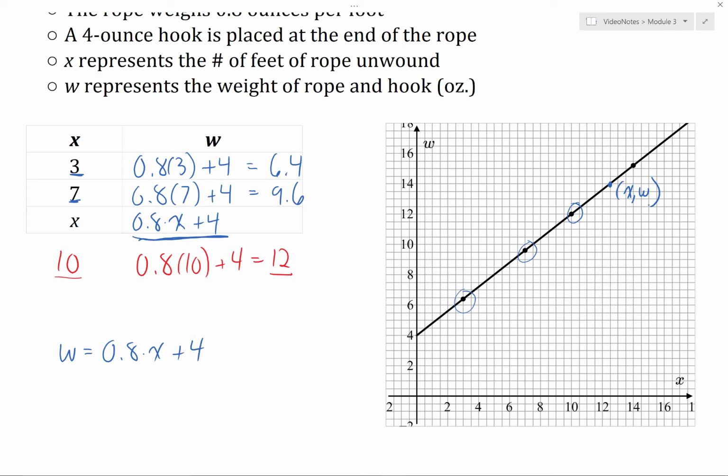Notice also that we can use the graph to determine new points for our table of values. We can use our table of values to plot points on the graph. We can use our formula to plot points on the graph. And we can use the graph to actually determine pairs that satisfy the formula. So in a large way, all three of these representations are deeply related.